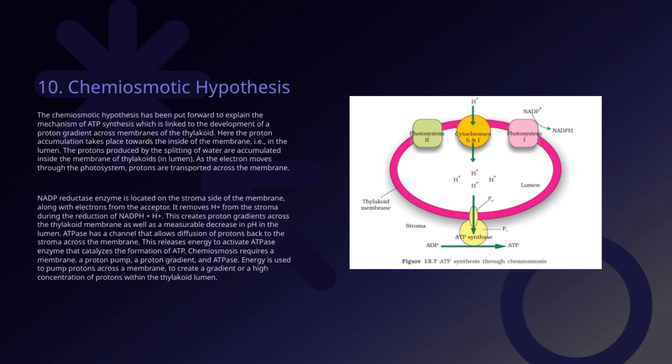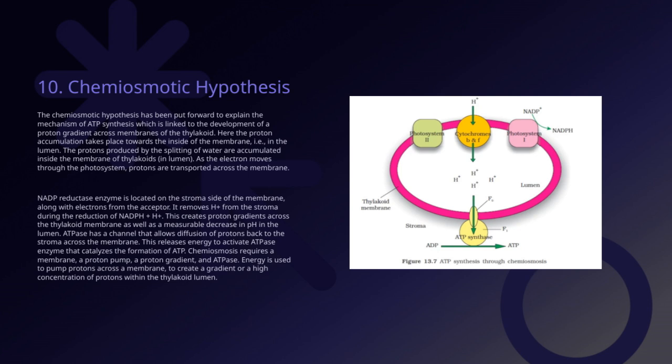ATP synthase has a channel that allows protons to diffuse back to the stroma across the membrane. As these protons flow through, energy is released, which activates the ATP synthase enzyme. This enzyme then catalyzes the formation of ATP, which is essential for the plant's energy needs.